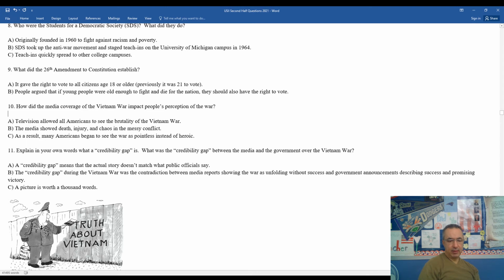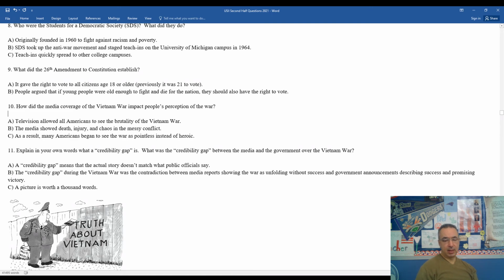If you look at 11, a credibility gap means that the actual stories that the media and the government were telling you were different. So the government was telling you one thing, the war is going well, the victory is in sight, the victory is near. On the other hand, the media is showing you the actual pictures, photos, video clips, and the actual testimony of reporters from the front lines, and you're obviously seeing quite a different picture.